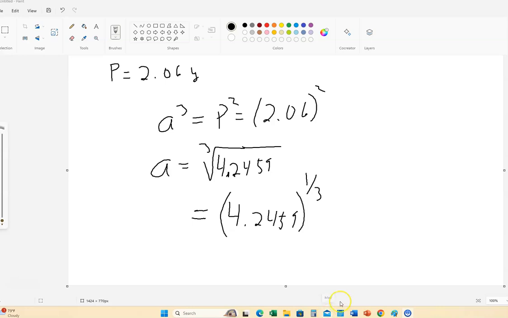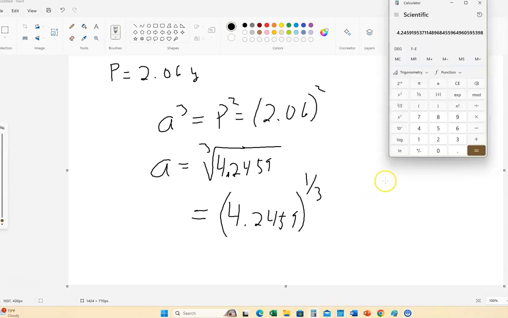I think I stored it properly. Let's take a look here. If I hit memory recall, okay, so that's the number. So I've got to take the cube root of that. So if I hit this y to the x button, that's just this calculator. This is particular to this calculator. You might already have a cube root button, and that's perfectly fine. But you have to know how to do this.